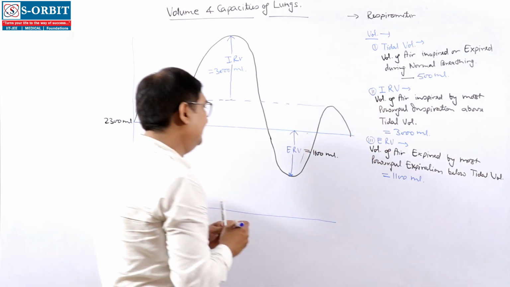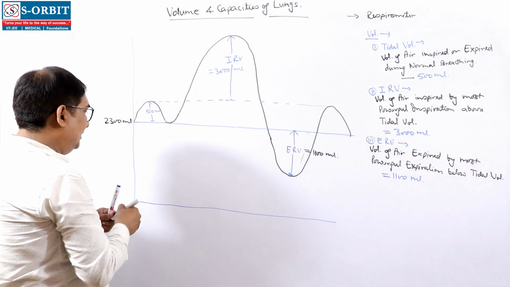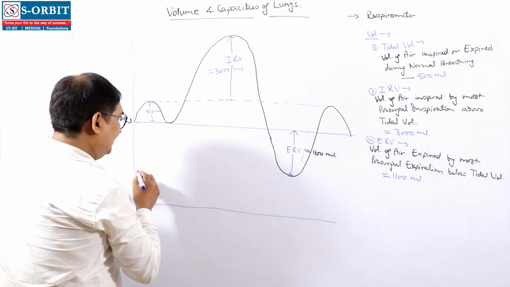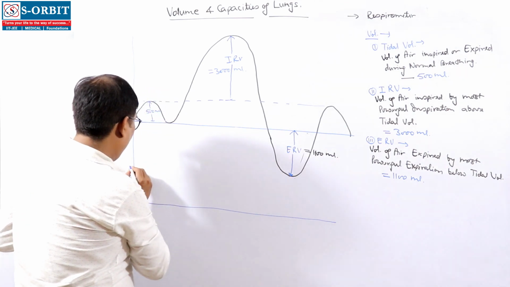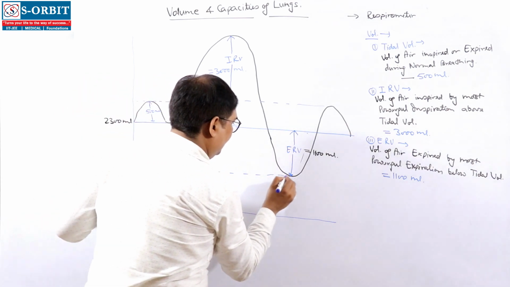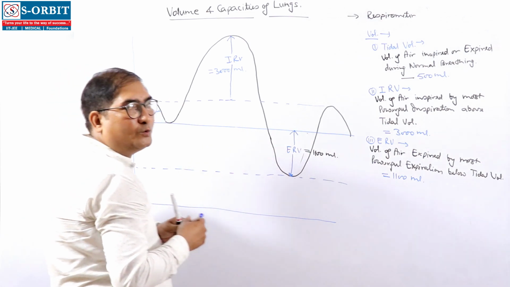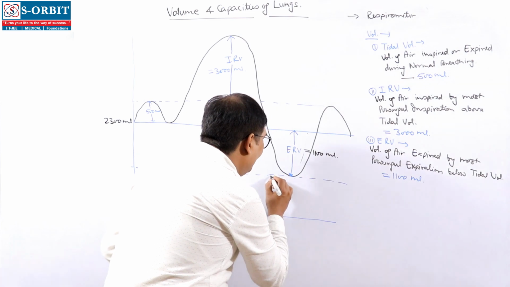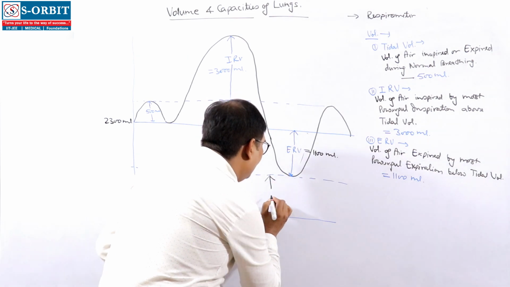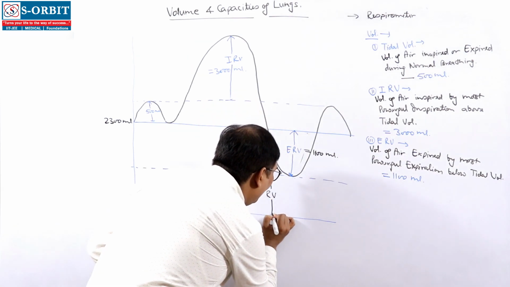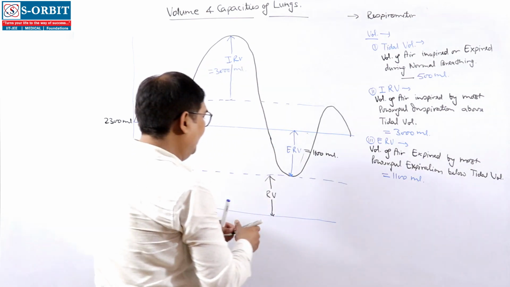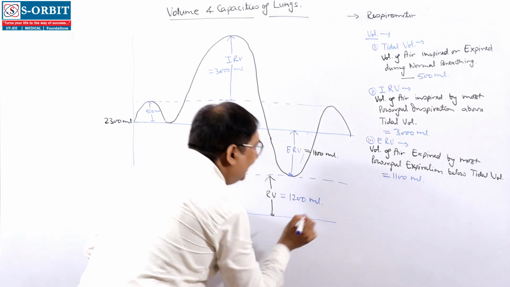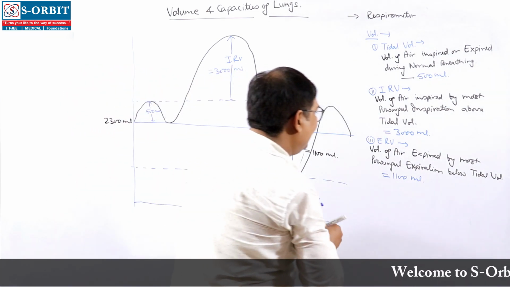Now comes the volume of air that is left in the lung after most powerful expiration, and it is the residual volume, RV, residual volume. And it is about 1200 ml.